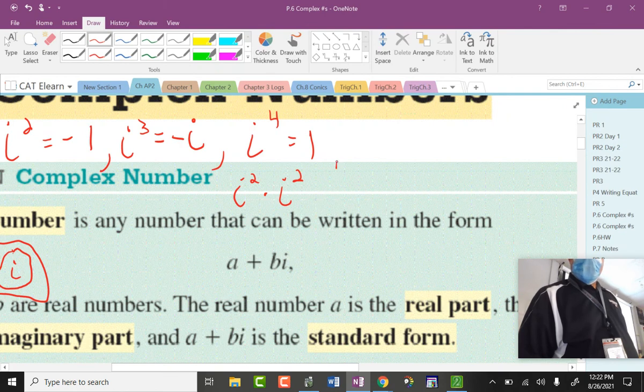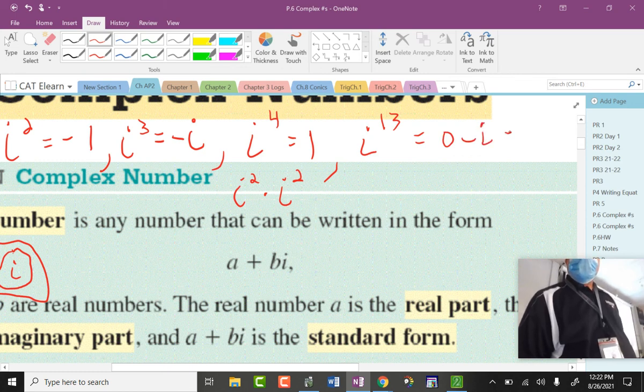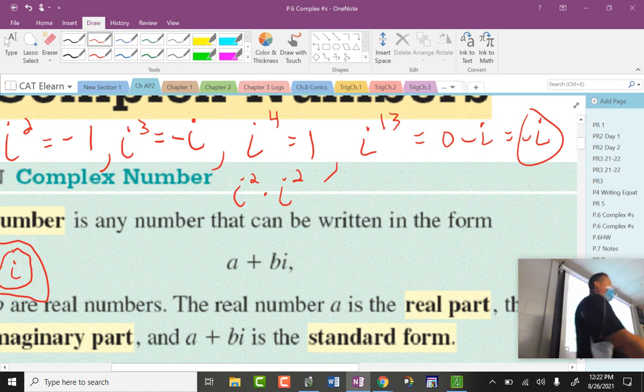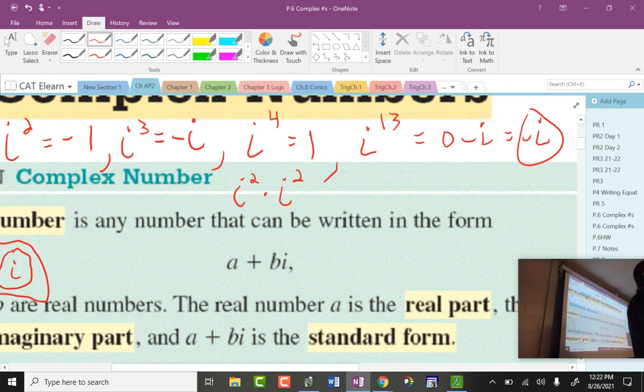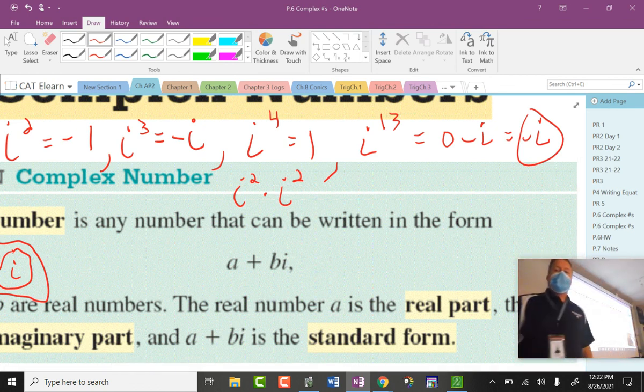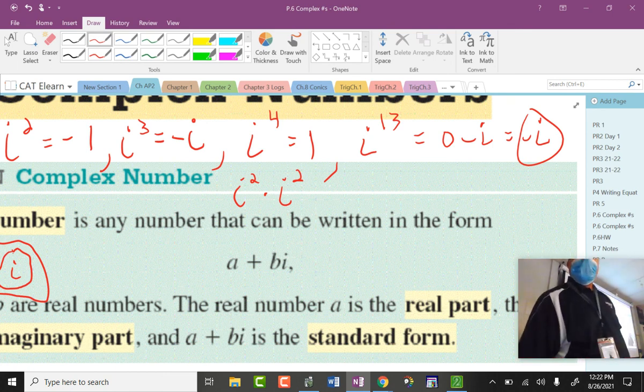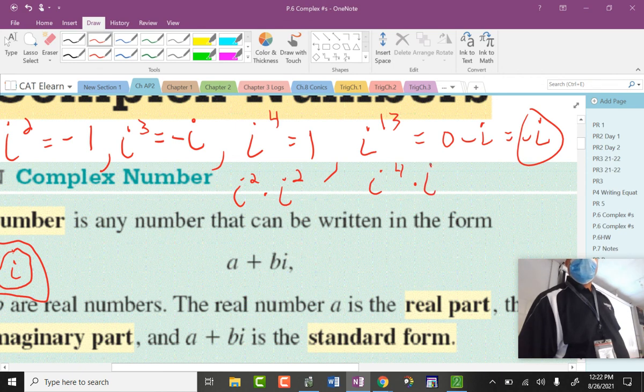So i to the 13th ended up being 0 minus i is basically what that calculator told me. So it's negative i. You got to be able to read a calculator. That's why we teach scientific notation. So how did that actually happen? Because i to the 13th is i to the 4th times i to the 4th times i to the 4th. 4, 8, 12.